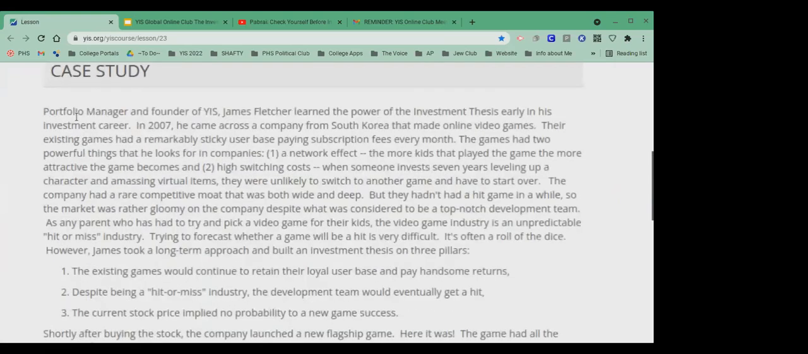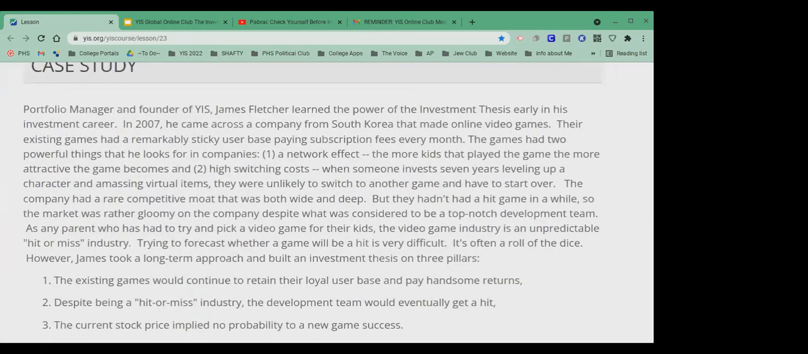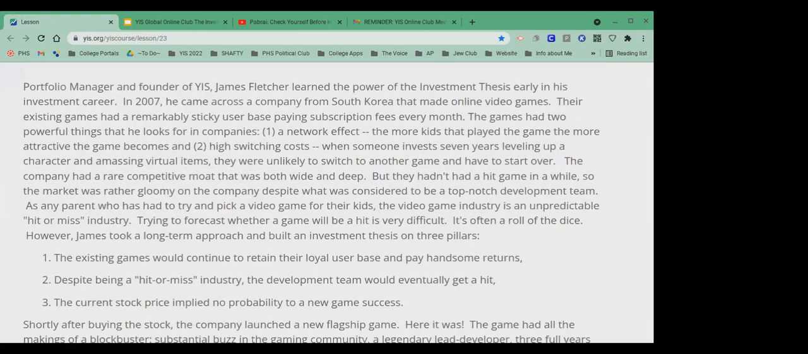James Fletcher is the founder of the Young Investor Society, and in 2007, he came across a company that did video games from South Korea. And he said that this company seemed good because it had a sticky user base, which means it had loyal customers. And also it had this term called a network effect, which meant that the more the game was played, the more attractive the games became to these kids that played them.